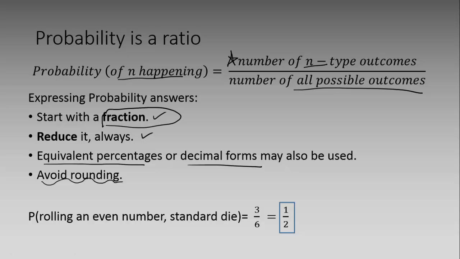Okay, here's an example of what I'm talking about. Probability of rolling an even number on a standard die. Well, there's numbers 1 through 6, so that would be either 2, 4, or 6. There are 3 even numbers, and there are 6 numbers all together. There's my fraction. I reduce it. I'm done. It's 1/2. Now that's equal to 50%. That's equal to 0.5. And casinos love percentages, but math teachers prefer fractions. So I would rather you just leave it like that.